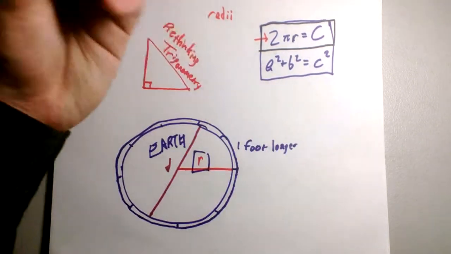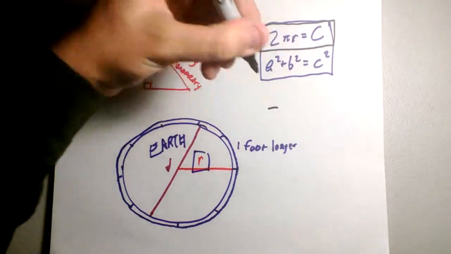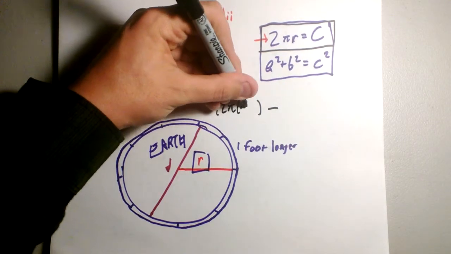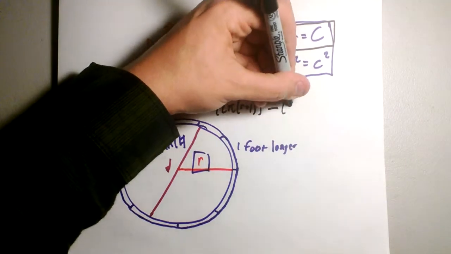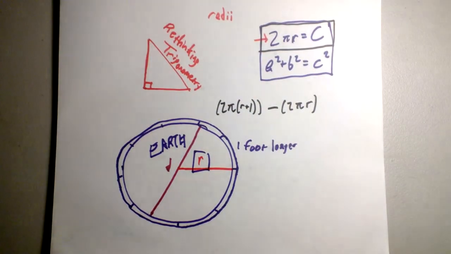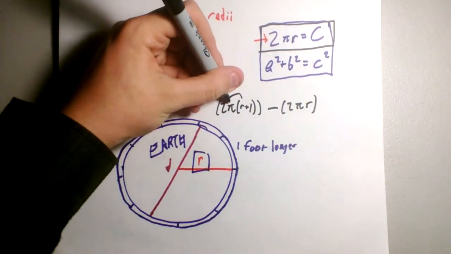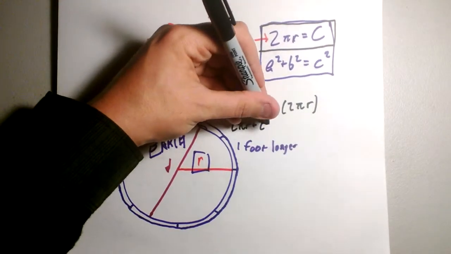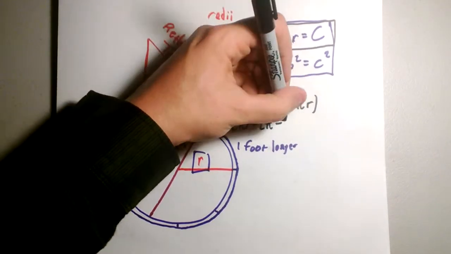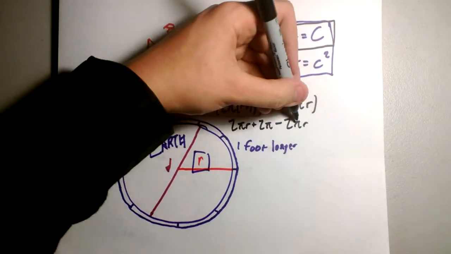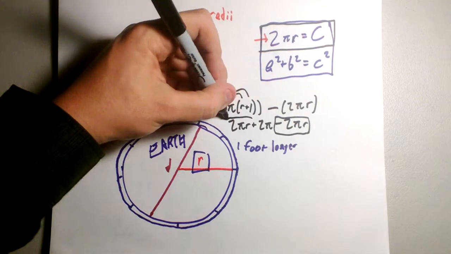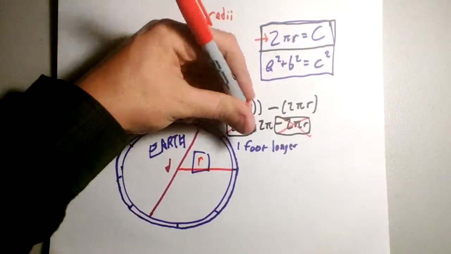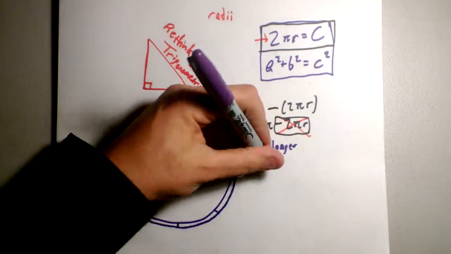So how much longer did it get? To find change, you just subtract two values. You subtract the longer value by the smaller value. So the longer value will be 2 pi times r plus 1, because it's 1 foot longer. Then the inner value, 2 pi times r, the radius of the Earth. Alright, so let's factor this in. 2 pi times r and 2 pi times 1. That's 2 pi r, and anything times 1 is itself, so just 2 pi. And we're subtracting all of this, 2 pi r. Now what simplifies? There's a negative 2 pi r over here, and a positive 2 pi r over here. And so they basically annihilate. They're gone. Bye-bye. And so all we're left with is 2 pi.